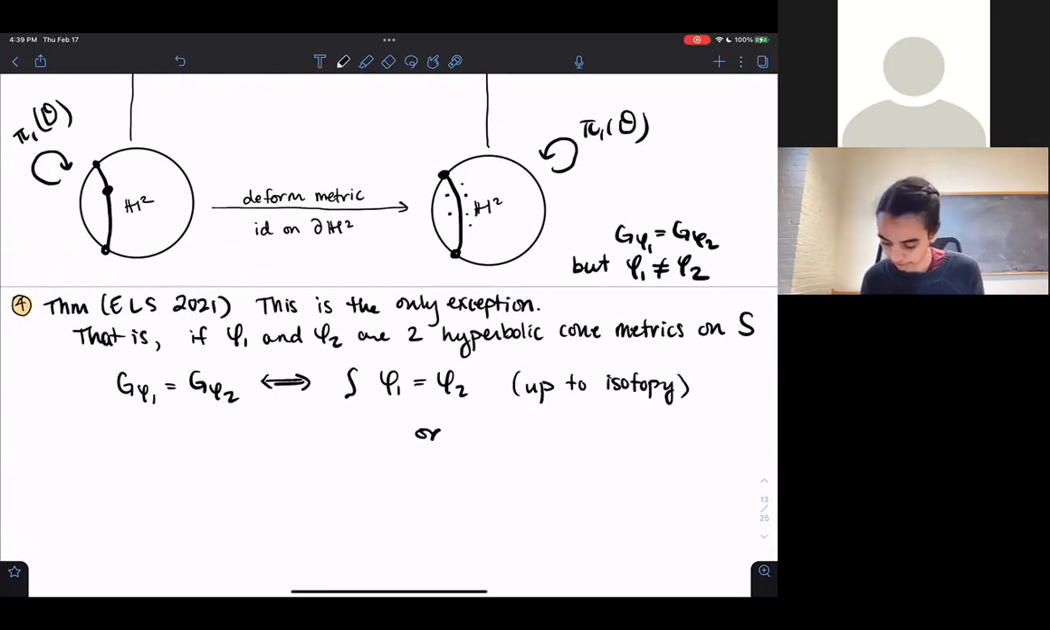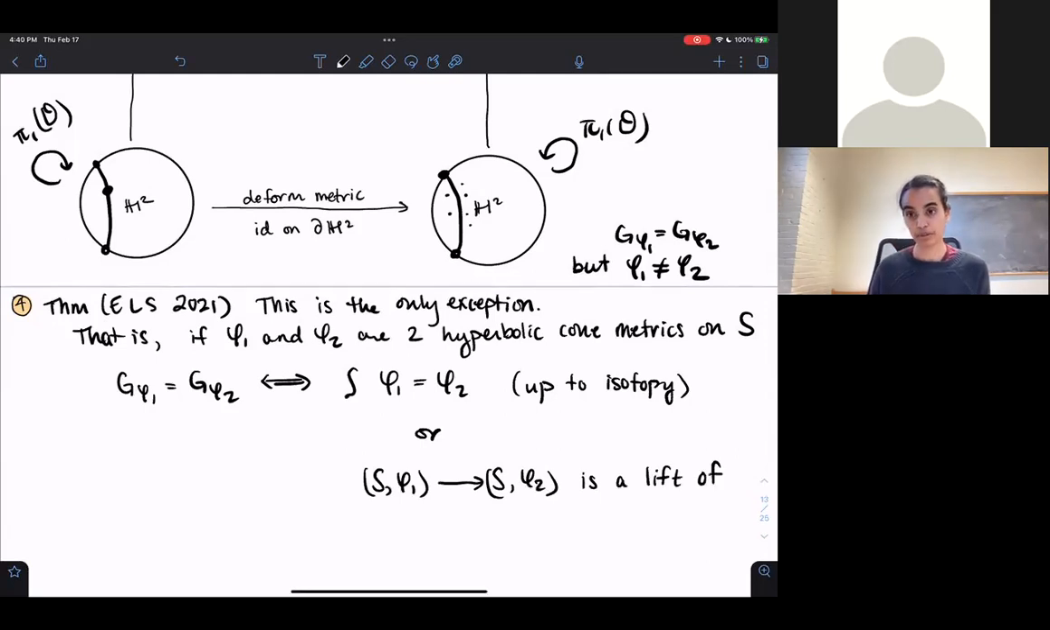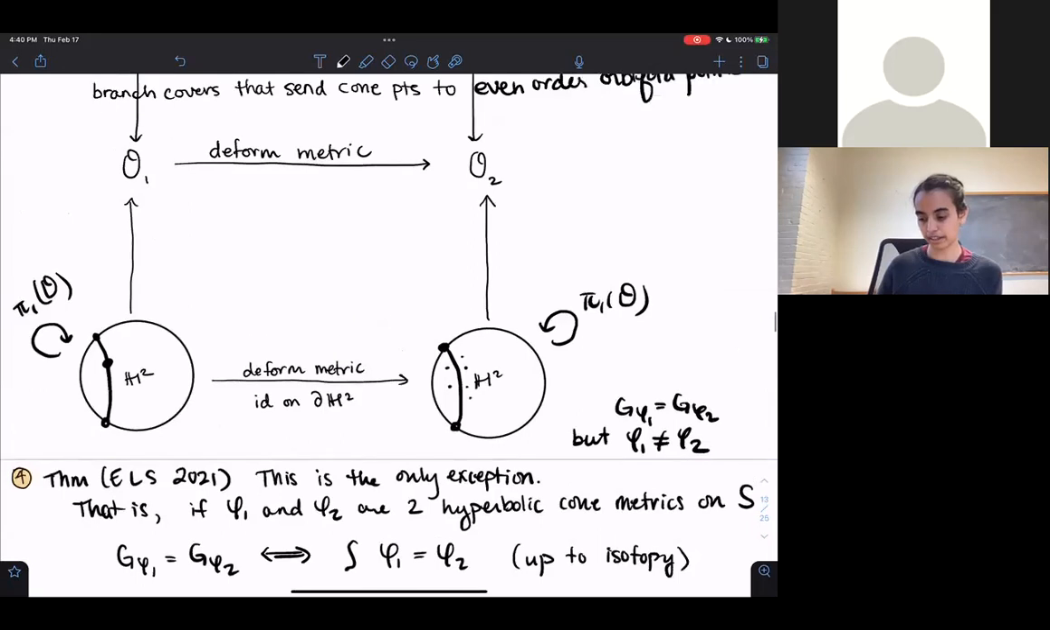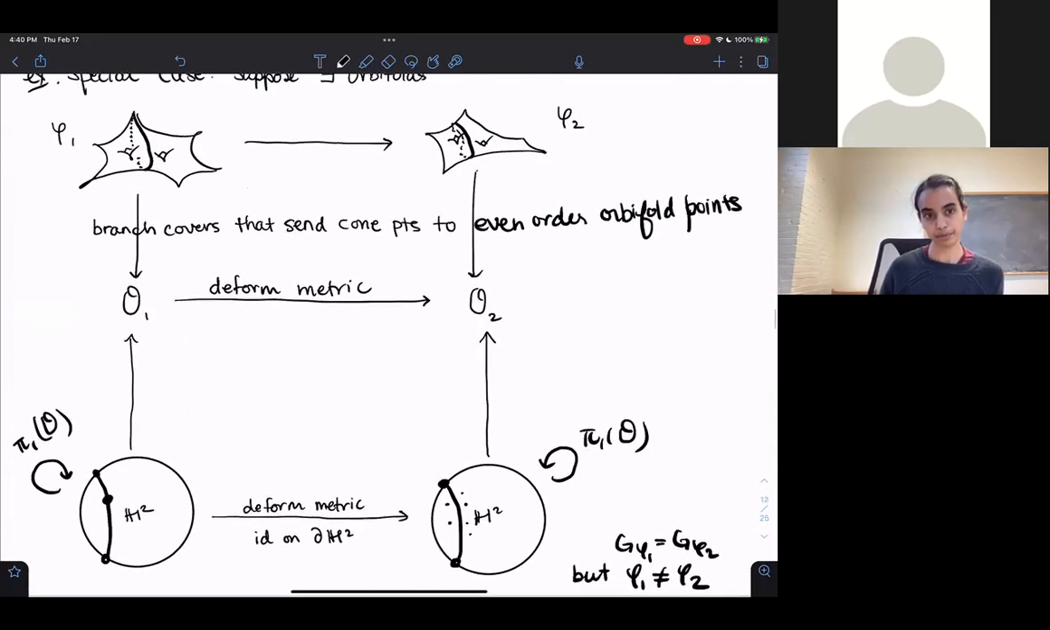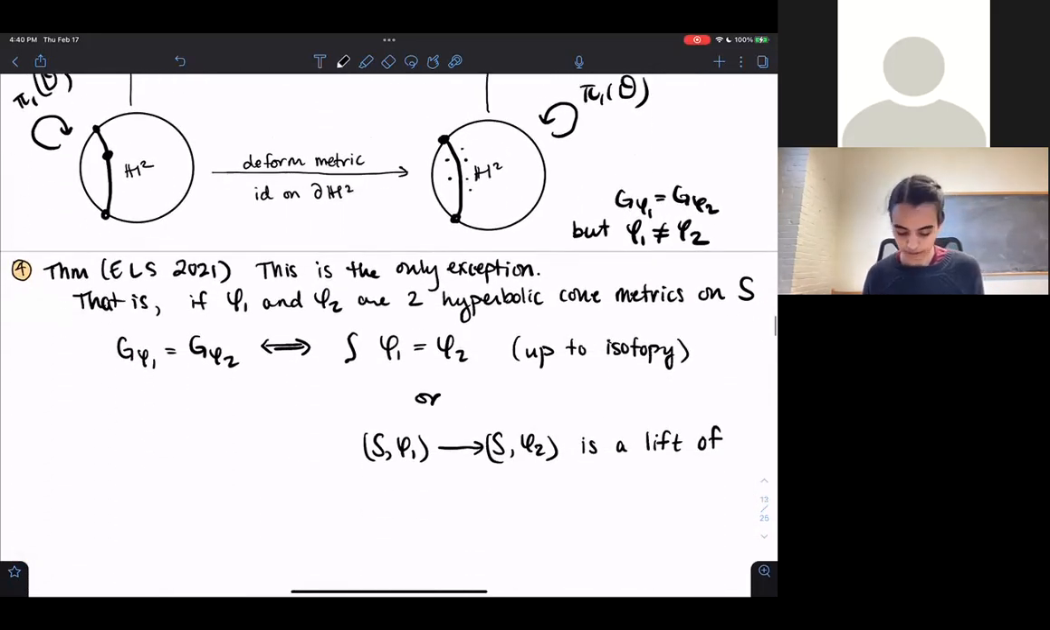or our surface with the first metric can be deformed to our surface with the second metric, and that deformation is induced by an orbifold deformation, like in this example. So it's a lift of an orbifold deformation.